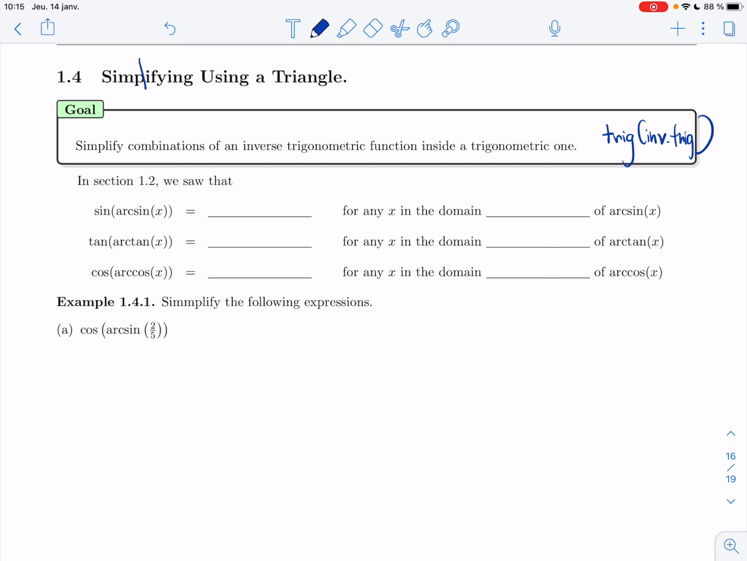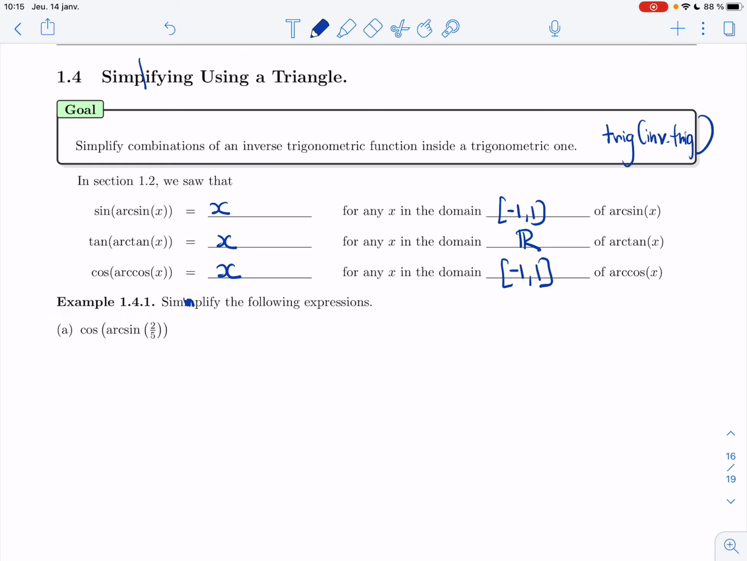All right, so some of them are easy. In section 1.2, we saw that if you had sine and arcsine, then these cancel as long as you're in the domain. The domain of arcsine is -1 to 1. Now tan and arctan cancel, so you get x back, for x in the domain. The domain of arctan is R, so either R or -infinity to infinity, however you want to write it. And cosine and arccosine cancel for any x in the domain, which is again -1 to 1.